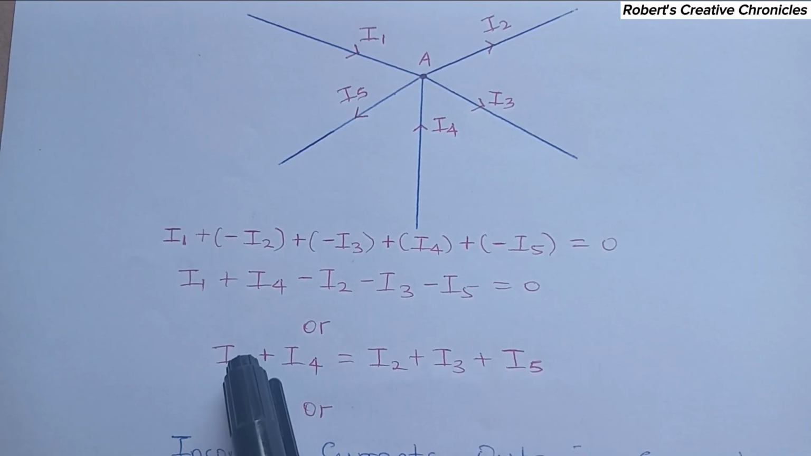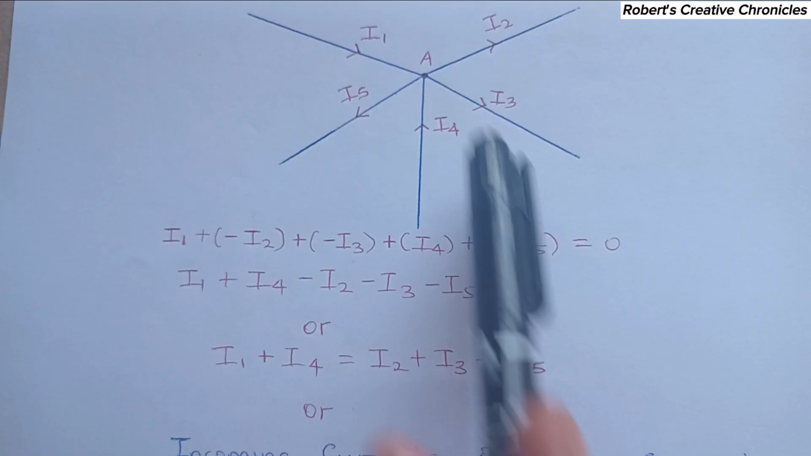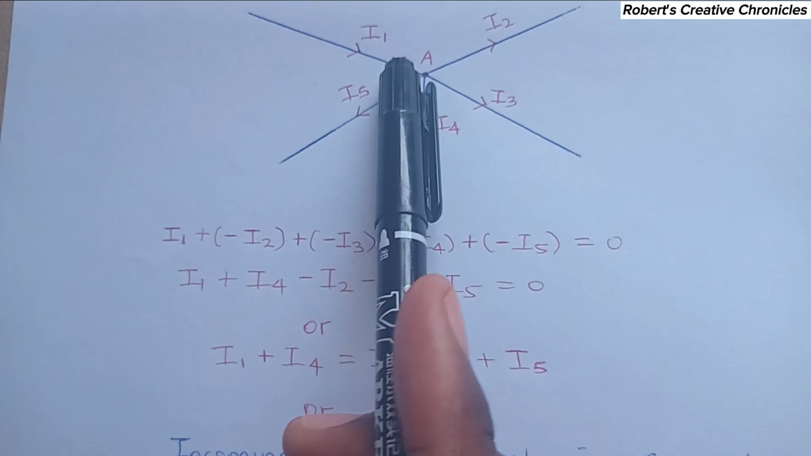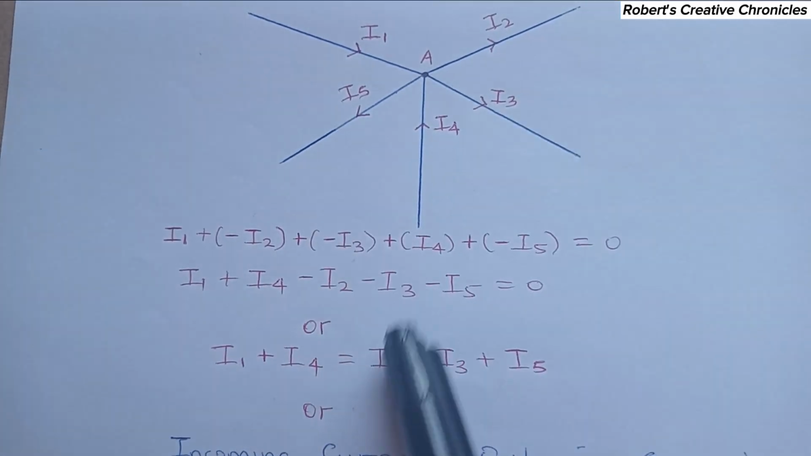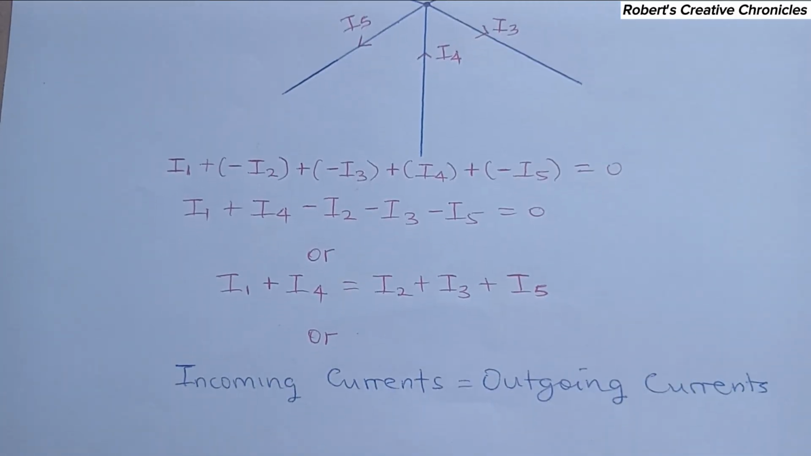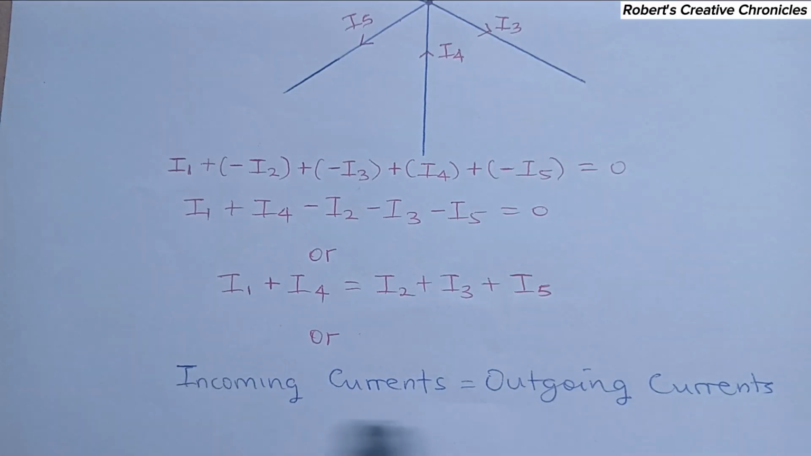Meaning, I1 and I4 are the only two currents that enter this junction. Then I2, I3, and I5 are all leaving the junction. So this is also telling us that the sum of incoming currents is equal to the sum of outgoing currents. So this is all about Kirchhoff's current law. That's KCL.